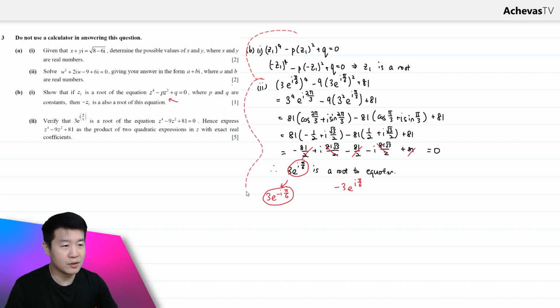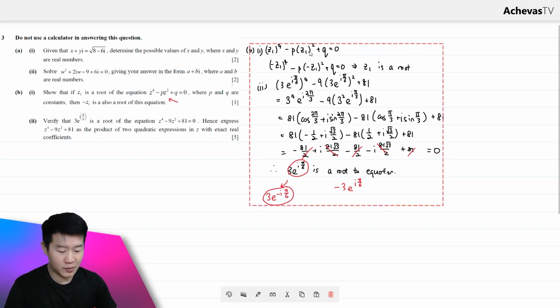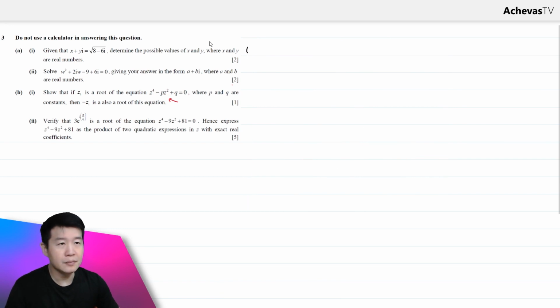We have already shown this. So for this idea that we have currently, we have already verified that... let me write down all the roots. So the roots for this will be, we have verified that 3e to the power of i pi over 6 is a root, which means that the conjugate, which is going to be 3e to the power of minus i pi over 6, will be another root.